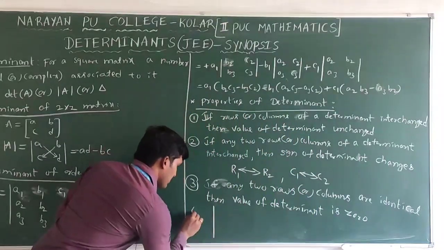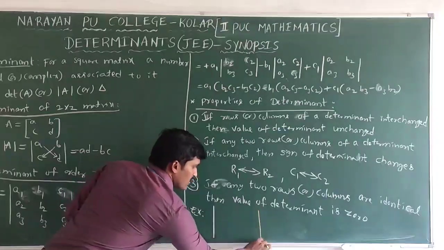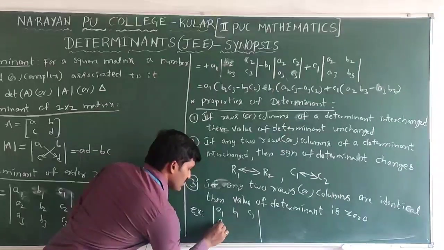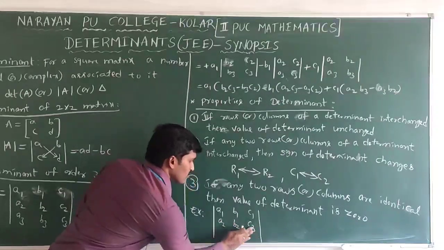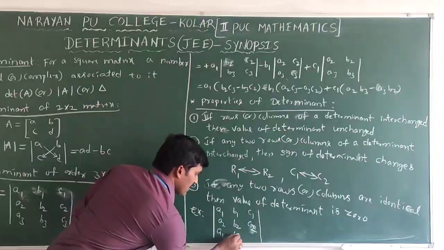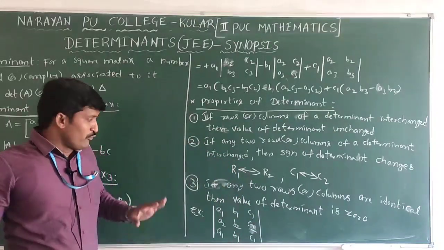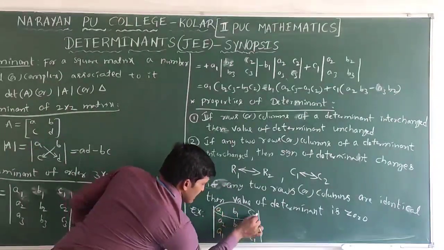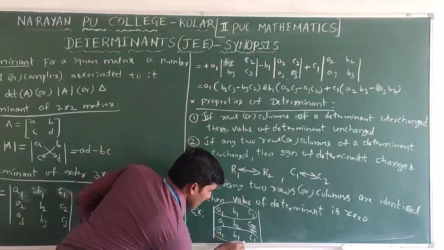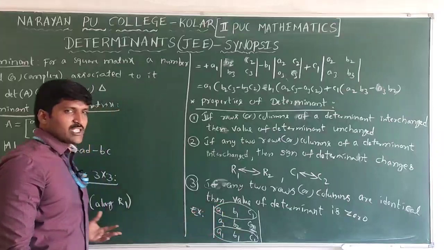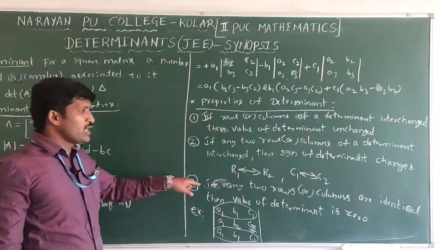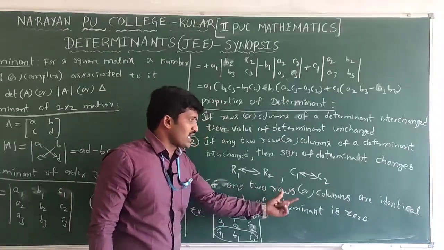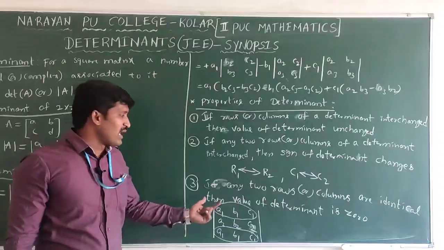Let's take a simple example here. A 3 by 3 determinant. I will take the first row A1, B1, C1. Second row A2, B2, C2. Third row again I am taking A1, B1, C1. Now which rows have the same corresponding elements? First row elements A1, B1, C1, and third row A1, B1, C1. Generally we need to expand, but without expanding, by using this property we can find the value of the determinant easily. If any two rows or any two columns are identical, then the value of the determinant is 0.